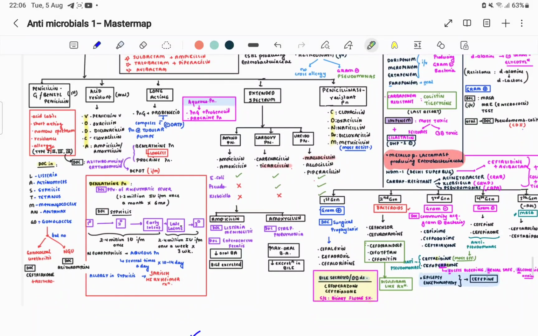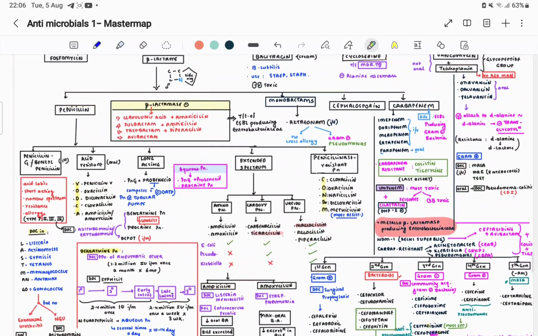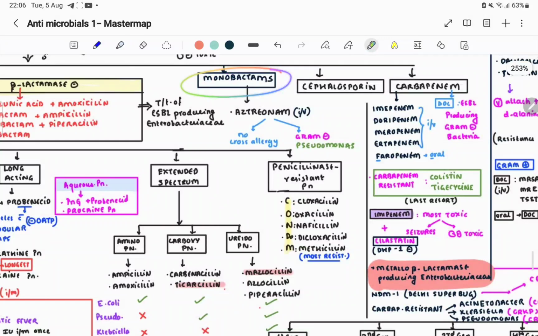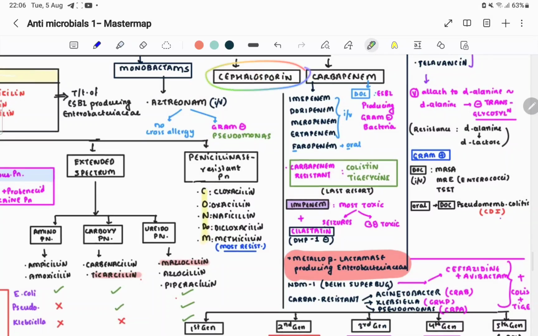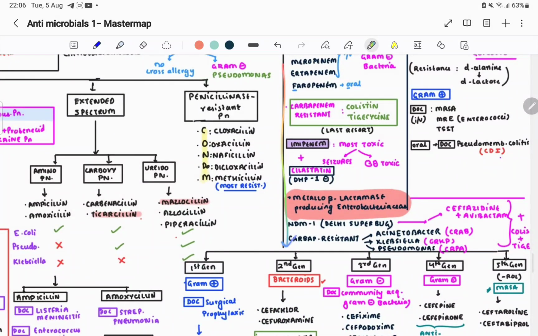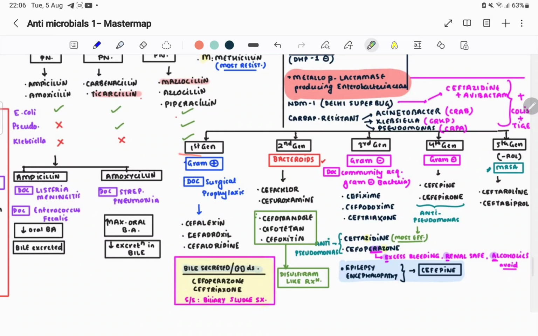So with that we come to the end of penicillins. Let's start with monobactams. I told you one example, aztreonam, no cross allergy. Let's start with cephalosporins. Cephalosporin is a wide range of drugs. We have 5 generations of cephalosporin, very easy to remember.